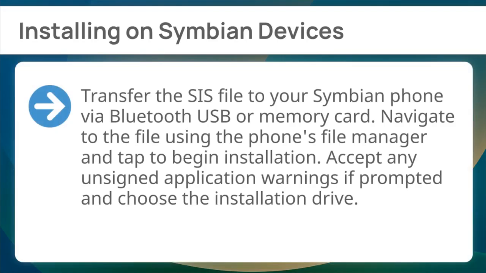Transfer the SIS file to your Symbian phone via Bluetooth, USB, or memory card. Navigate to the file using the phone's file manager and tap to begin installation. Accept any unsigned application warnings if prompted, and choose the installation drive.